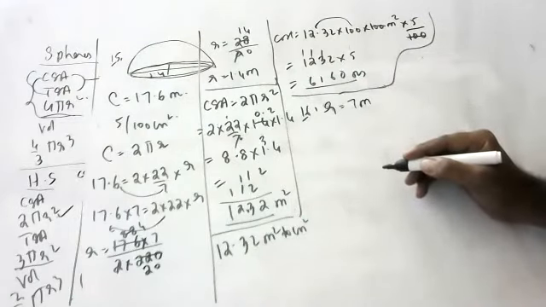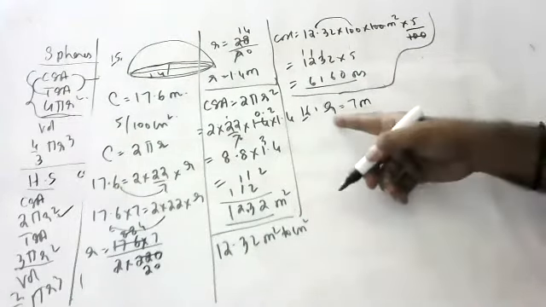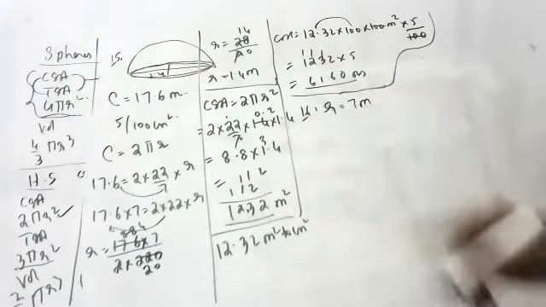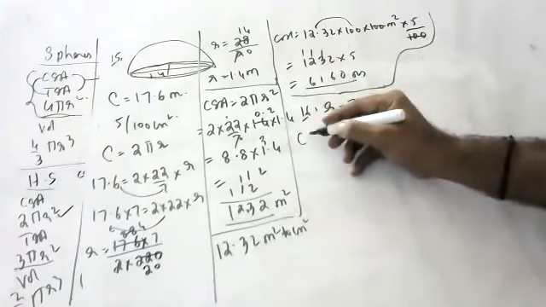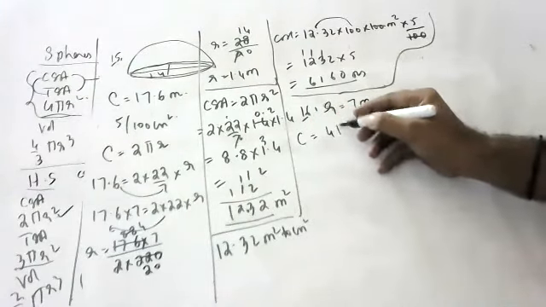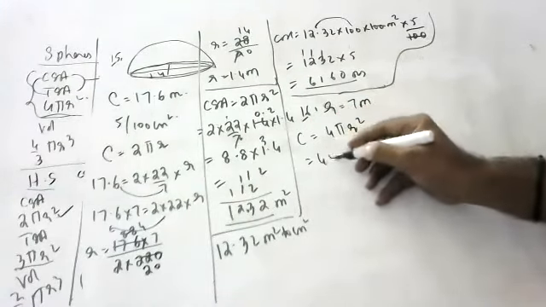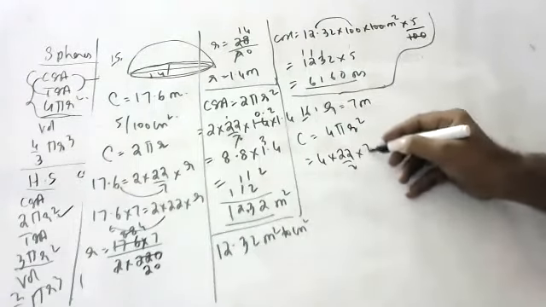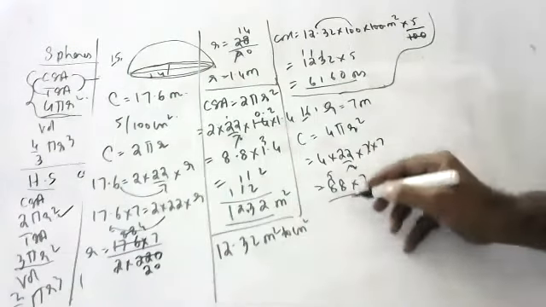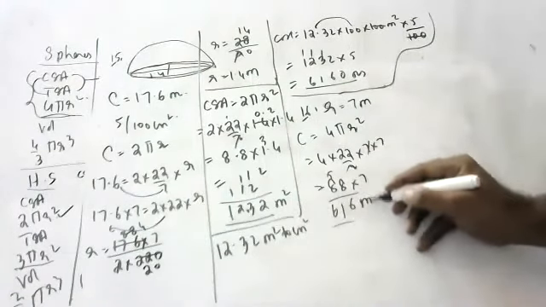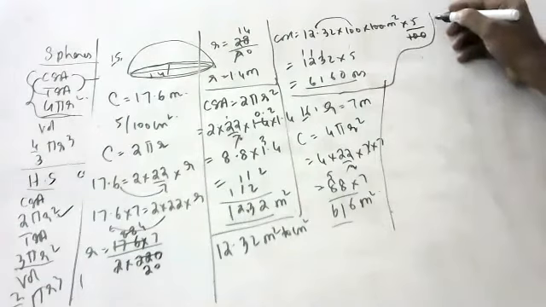Vedant? Yes, sir. Radius is 7 meters. Find the TSA or CSA of the sphere. CSA is equal to 4 pi r square, which is 4 into 22 by 7 into 7 into 7. Okay, 7 7 cancel. 88 times 7 is 616. 616 meters square.